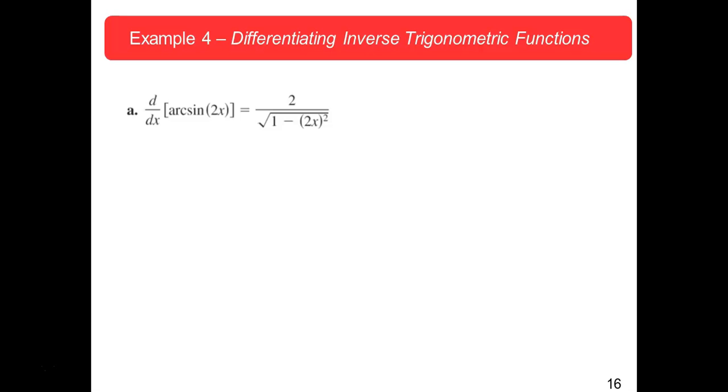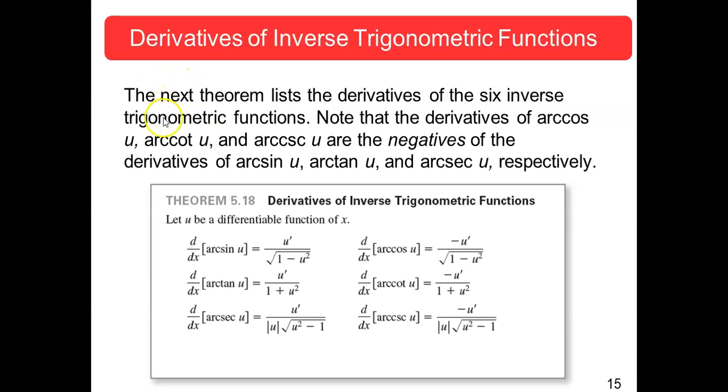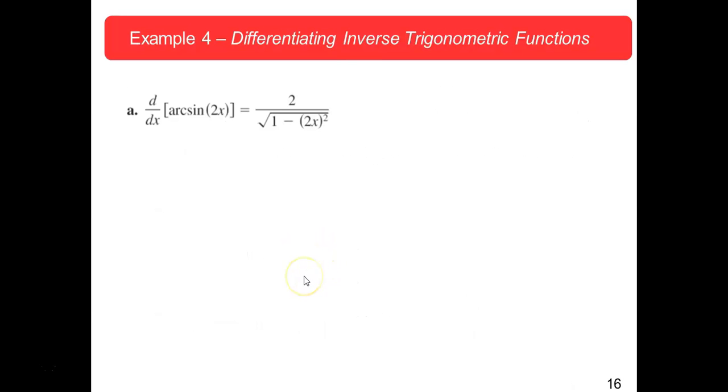Okay, so if we look at a few different examples, we have arc sine of 2x. If we take the derivative of arc sine of 2x, our 2x is our inside function. So when we take the derivative of 2x, we just get 2. And then our original u is just 2x. So we have 2 over square root of 1 minus (2x) squared. And if you simplify that, you just get 2 over square root of 1 minus 4x squared.